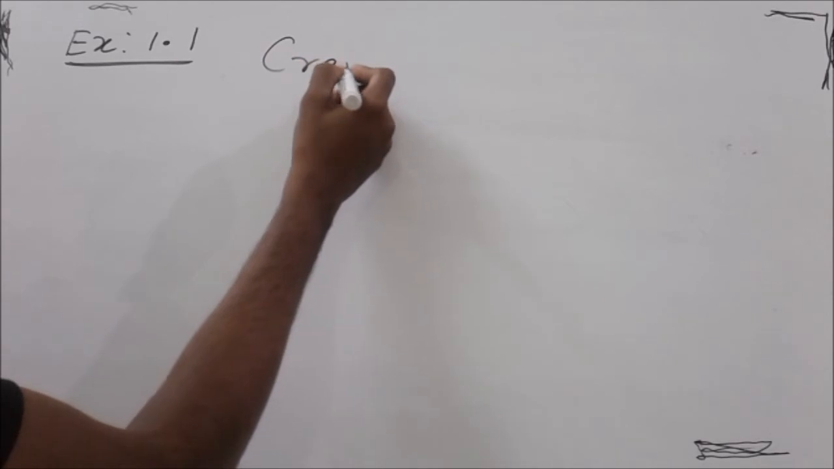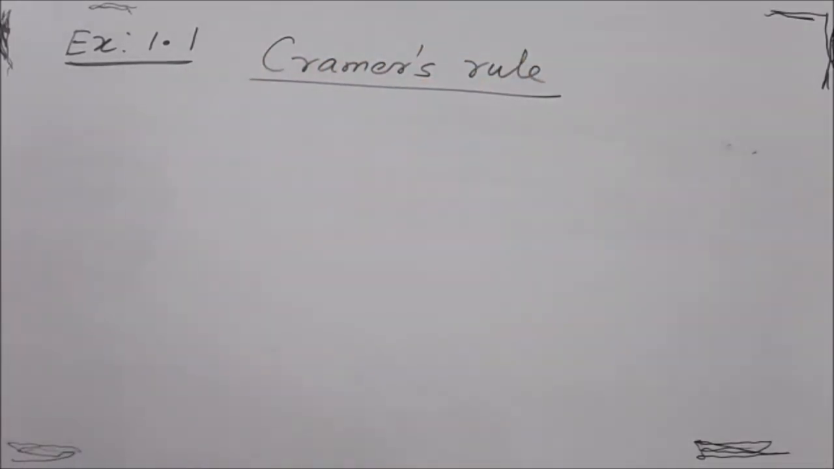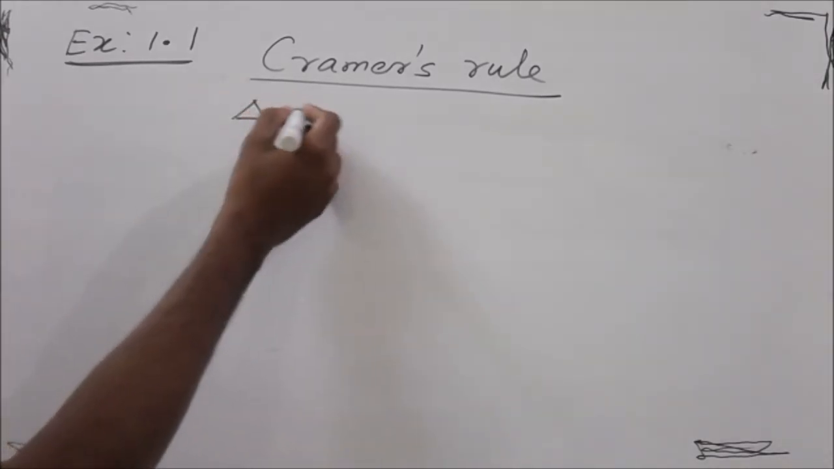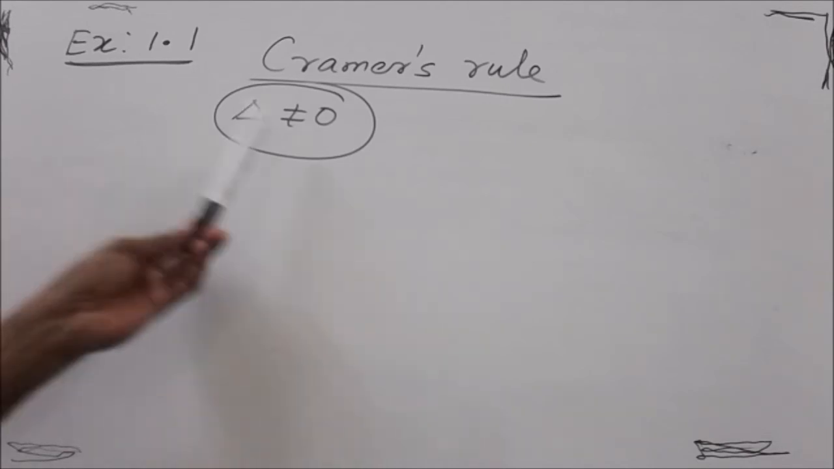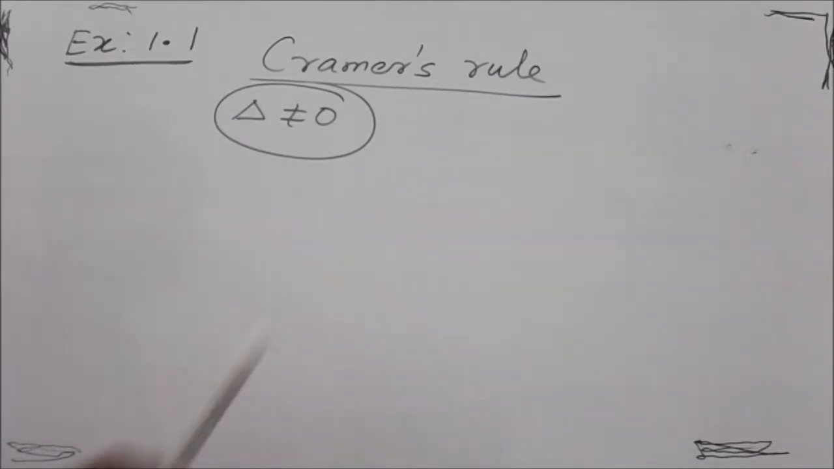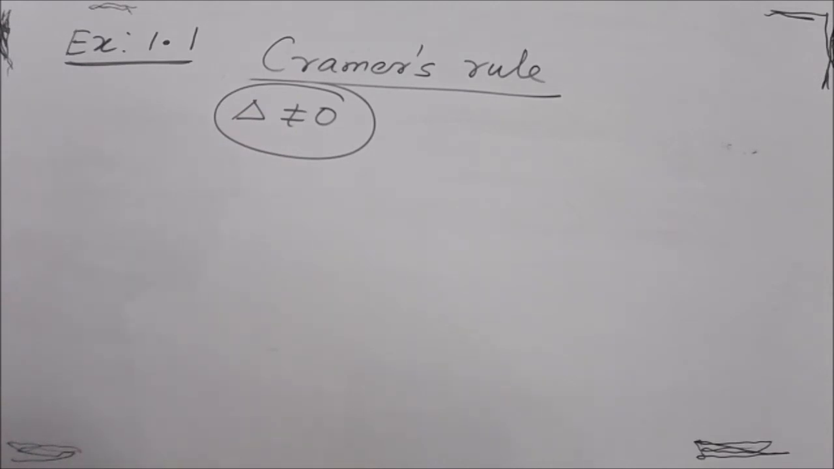In that exercise, we learned Cramer's rule, how to solve using Cramer's rule. Cramer's rule is only applicable when delta is not equal to 0. Only if delta is not equal to 0 can we apply Cramer's rule. Otherwise, we cannot use it. The system of equations gives a unique solution when the determinant value is non-zero, so Cramer's rule is applicable to find the unique solution only.